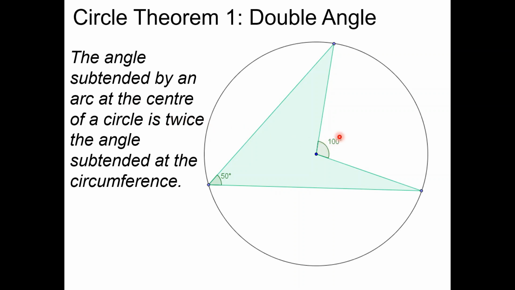So if this is 100, then this is going to be what? Half of 100. And if this is 50, then this is going to be 2 times of what? 50, which is 100. If this is x, then this is going to be what? 2x, which is 2 times what? X.